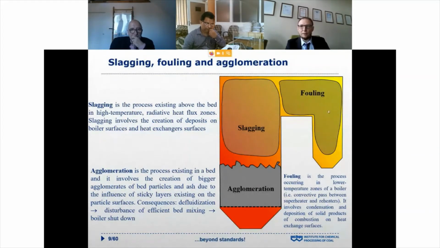And the last one is fouling. It occurs in the lower temperature zone. We call it the convective zone, where the other heat exchangers are placed, like reheaters and economizers. And it involves the condensation and deposition of solid products on the heat exchanger surfaces.